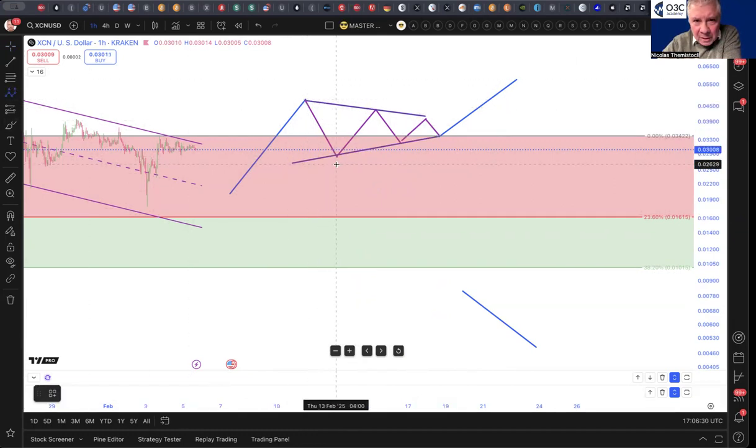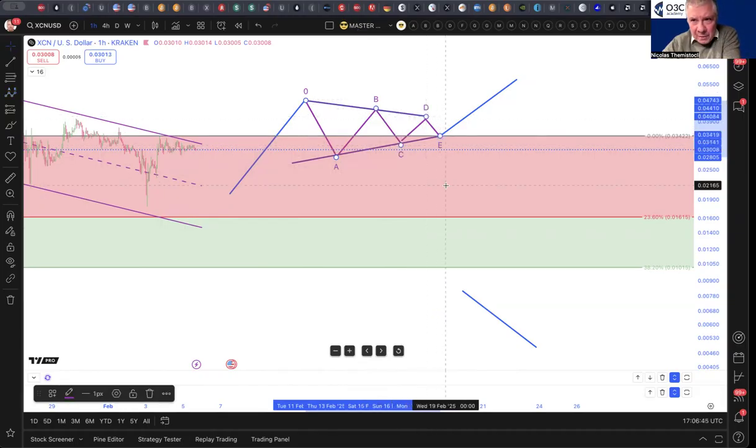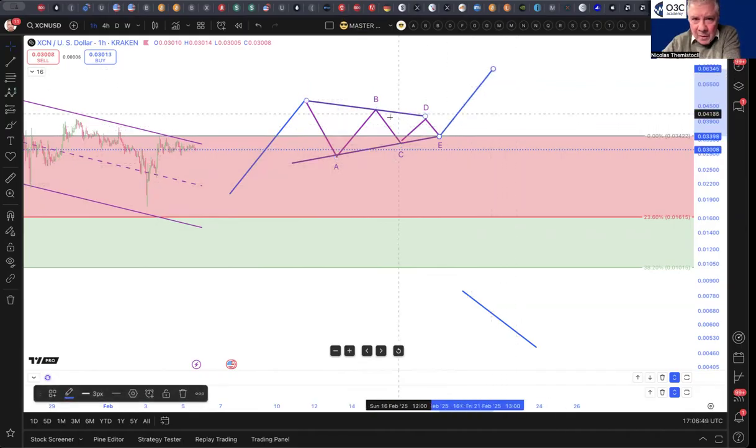The first part of the triangle is wave A. So we start here and label this wave A, then wave B, then wave C, then wave D, and then wave E. Triangle is over, market continues in the original direction.